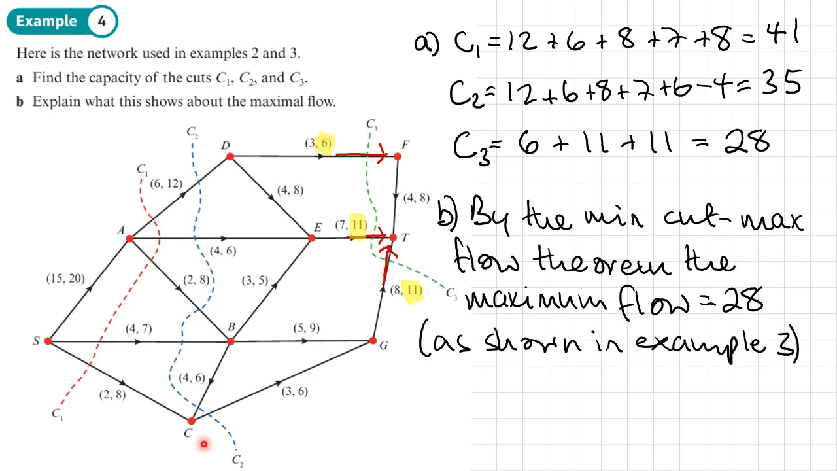So explain what this shows about the maximum flow. So by the minimum cut maximum flow theorem, the maximum flow is 28, as shown in the previous example. So we found the minimum cut, and the flow through that cut is 28, and that's the same as the maximum flow. And you can see by the previous cuts that these are not minimum cuts here.